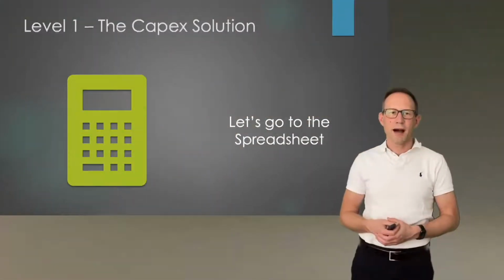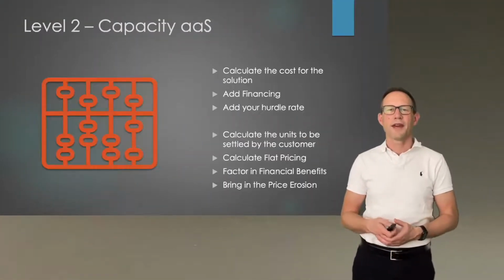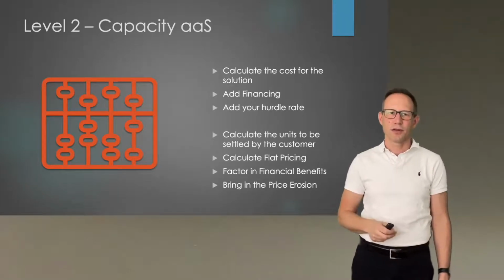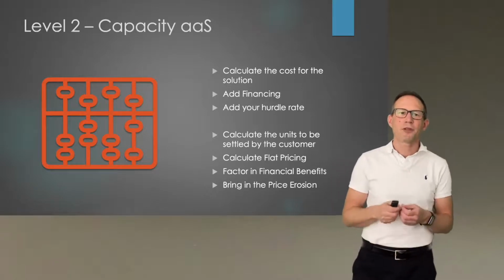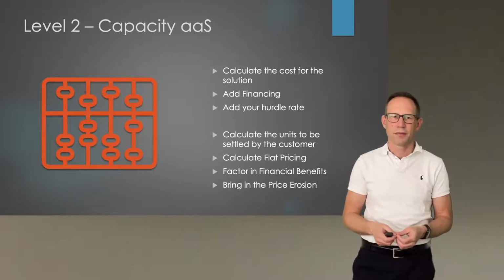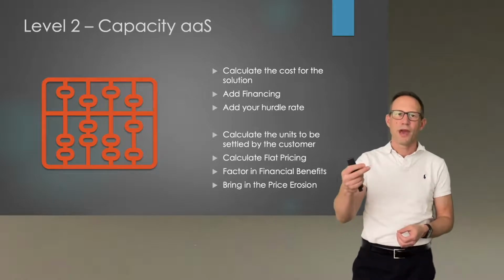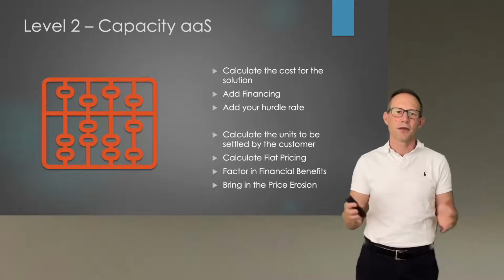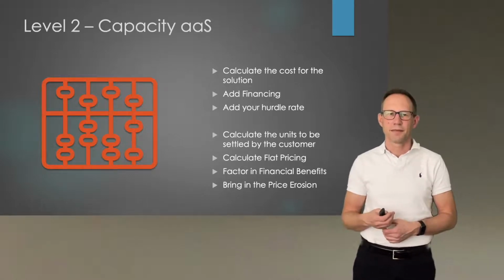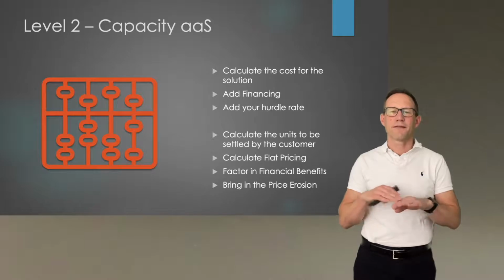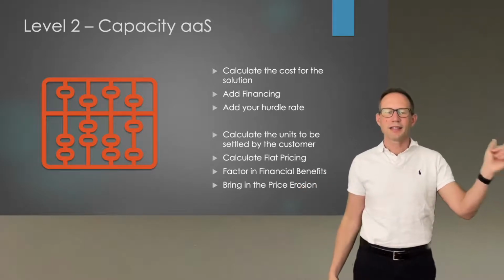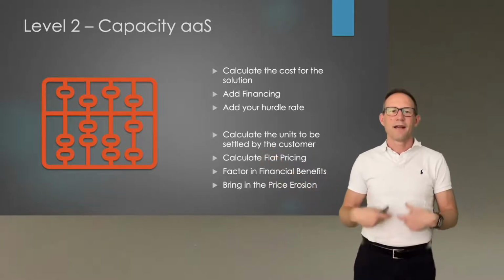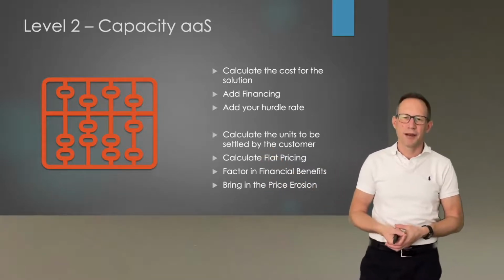Now that we've got our CapEx view, we have to do the next step. We will add the aaS service module. To do so, we have to calculate the cost for the solution. We add financing, we add our hurdle rate, and we calculate this amount over the units that the customers will be settled. Firstly, we calculate a flat pricing, which means a unit has the same cost in quarter 1 and in quarter 20. Then we factor in the financial benefits.